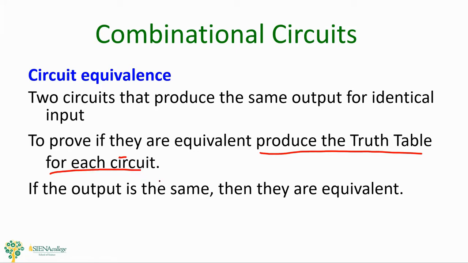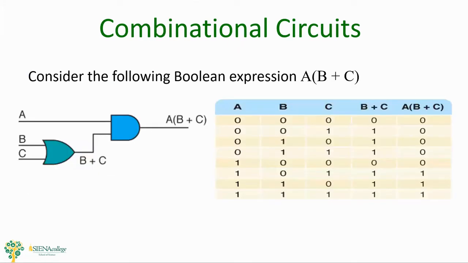And if the output, the X column, is the same in both of those truth tables, then the two circuits or the two Boolean expressions are equivalent. Now let's take a look at this Boolean expression. We've got A and B or C. So we've got B or C in parentheses, so we evaluate B or C first, and then we do an AND of the result of this.